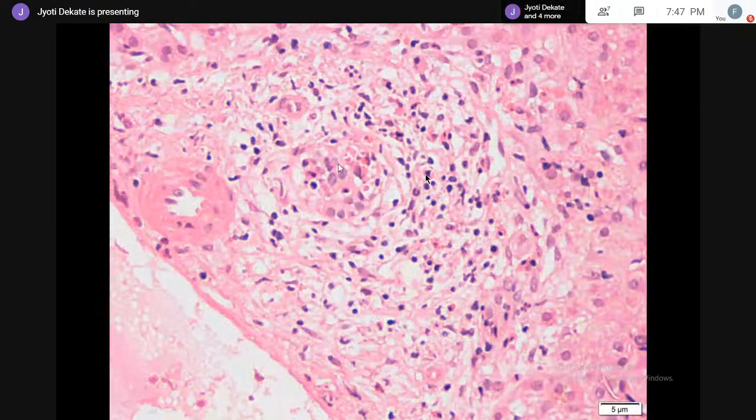Another portal area of the same patient, the inflammatory component is not as striking as we see in the other portal spaces, but here we can see that there is some epithelial damage in the form of epithelial cell necrosis, some infiltration by polymorphonuclear cells. They are present within the epithelium as well as within the lumen.